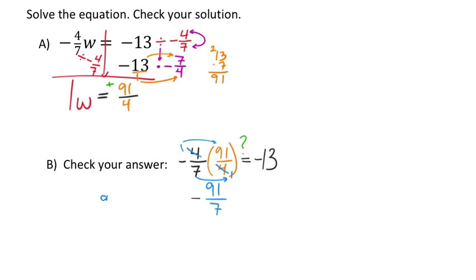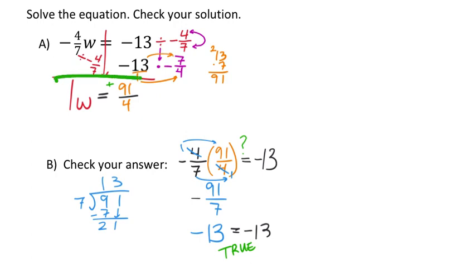But in case you were wondering, what is 91 divided by 7? Now, we're expecting it to be 13, right? But is it 13? Well, 7 goes into 9 once. 1 times 7 is 7. When I subtract this, I get 2, drop the 1. 7 goes into 21 3 times. So it ends up being just a negative 13, which is supposed to equal negative 13. That, last time I checked, is a true statement. So we know that 91/4 is the value of W that would make the equation true. It's the solution.